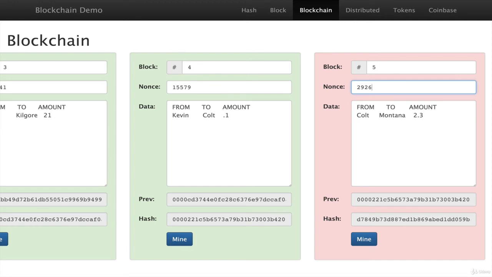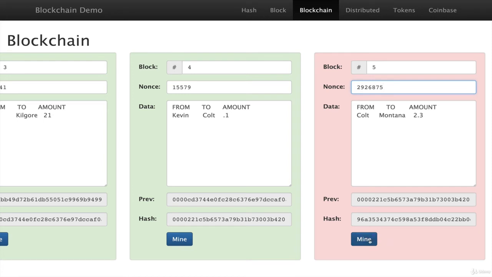29,267. Nope. Does not start with any zeros. Nope. And you can see I keep changing this. We're not getting close. So when I click this mine button, what the JavaScript on this website is going to do is just try this over and over and over.